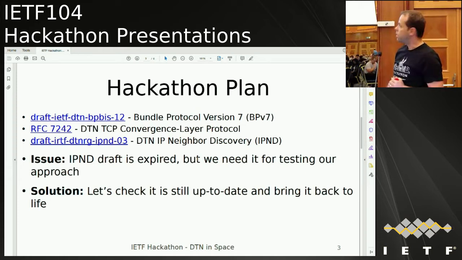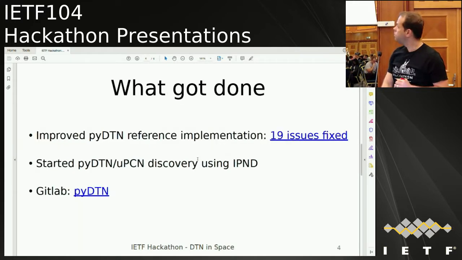So that was our use case, and there are at least three drafts involved. There is bundle protocol version 7, then there is the DTN TCP convergence layer protocol, and DTN IP neighbor discovery, IPND. We found an issue as we were working on the demo. The IPND draft is expired, so since we need it for our testing to test our approach, the proposed solution is that we check whether it's still up to date, even if it's expired, and bring it back to life. That's our plan for the hackathon and also for the upcoming IETF week.